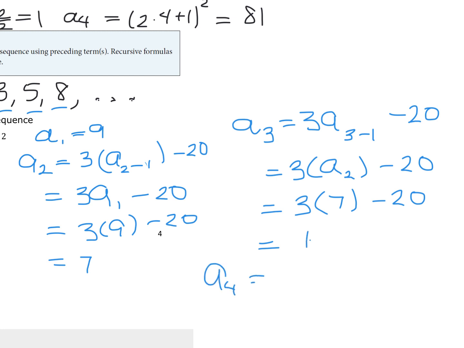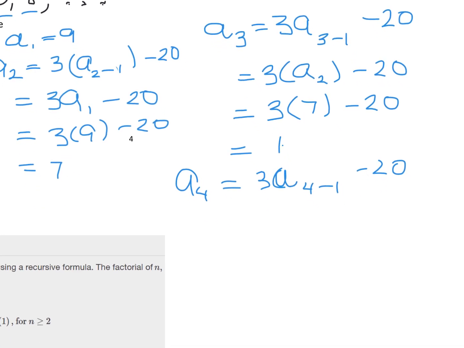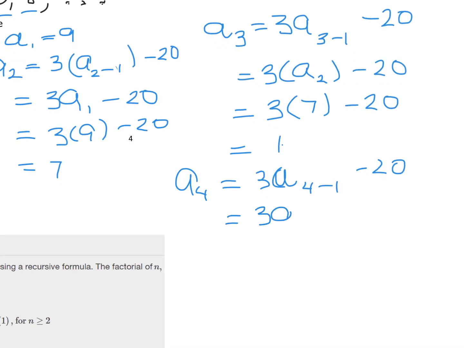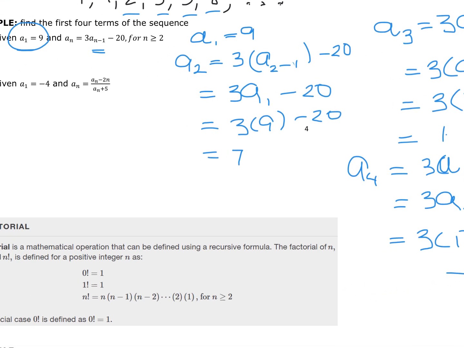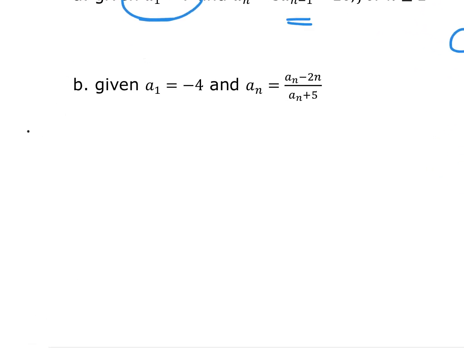A sub 4. This is going to be 3 times a sub 4 minus 1 minus 20. So this is going to be equal to 3 times a sub 3 minus 20. So this is going to be 3 times 1 minus 20. And so my sequence here is going to start out with 9, then 7, then 1. Oh, I didn't finish this. 3 minus 20 is negative 17. And then it's going to continue on from there. It's recursive.